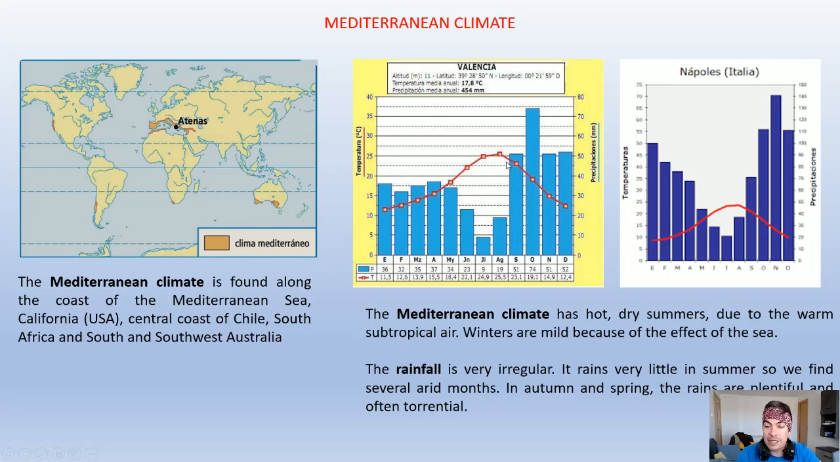And in spring and mostly in autumn, the rains are plentiful. There is a lot of rain and often torrential. A torrential rain means that there are a lot of precipitations in a short period of time, very violent precipitations. Those are the torrential precipitations or rainfall.